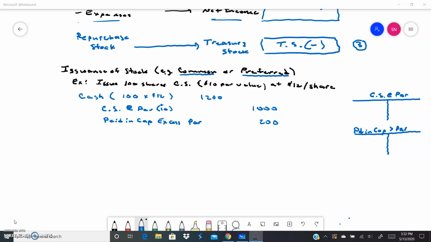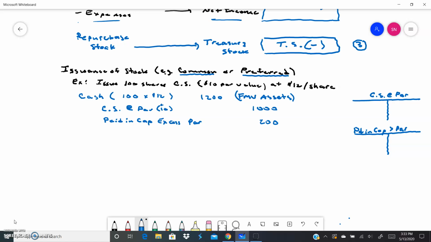So as we saw, we debited cash for the amount of the proceeds that are to be received, and that's fairly straightforward. And by the way, that debit would be for either cash, or it could also be for the fair market value of any assets that are received. So if in fact the shareholder were to contribute, let's say, equipment with a fair market value of $2,000, then $2,000 would be the debit. So we debit equipment, $2,000, and then credit common stock and paid-in capital in excess of par.